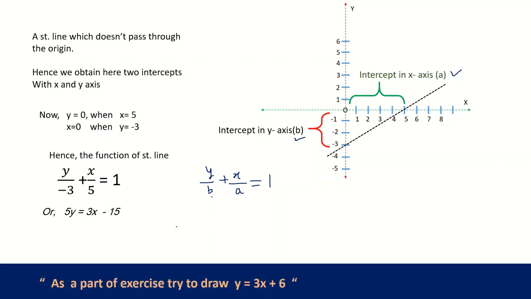I provide you with a question or a part of exercise to follow, like to draw y equals to 3x plus 6. Now let's see.